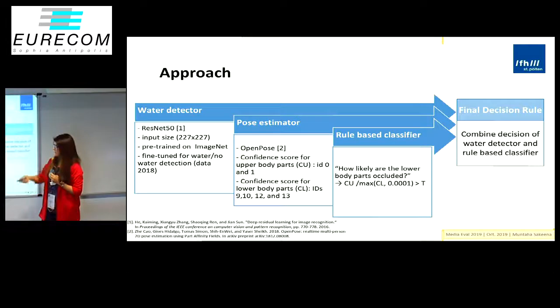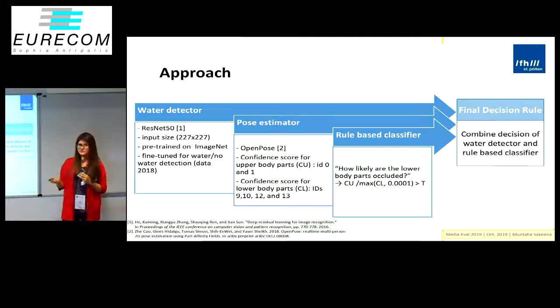Here comes the point about the data. This dataset is from the task we have from 2018, but the problem is we have no annotation, so we annotated the data for this specific task. Then we use a pose estimator, and many of you already know OpenPose. It gives you the skeleton and the ID of every joint.